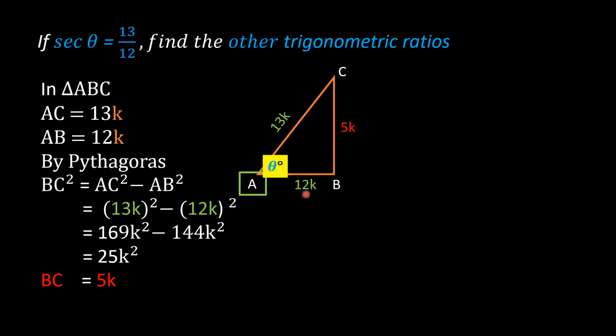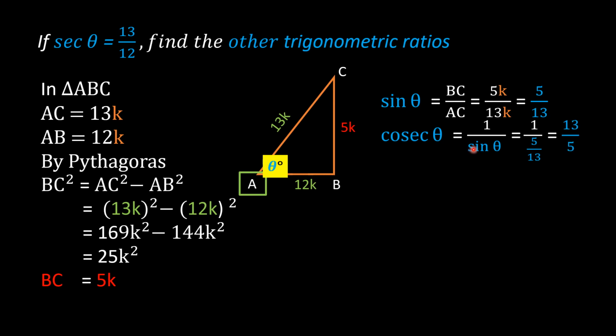Now we know all the three sides of this right triangle. So we will write the remaining trigonometric ratios. We write sine theta equals BC divided by AC, which is 5K divided by 13K, which will be 5 divided by 13. So sine theta will be 5 divided by 13.